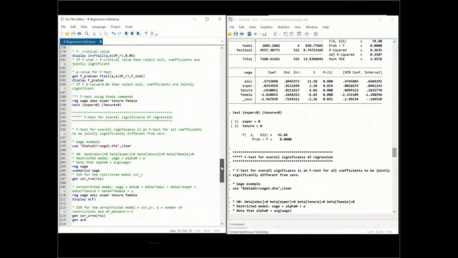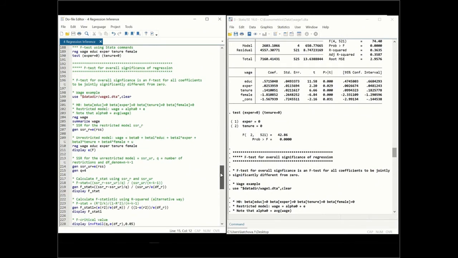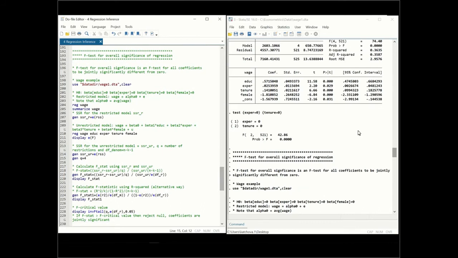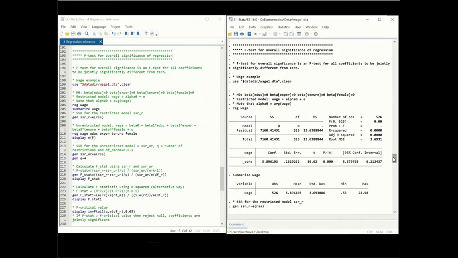Okay, the final test for coefficient significance, this is the overall significance of the regression. And so we would be testing if basically the regression model makes sense and it's well specified. So we would be putting all coefficients to be jointly significantly different from 0. Here, the restricted model would be just having an intercept.